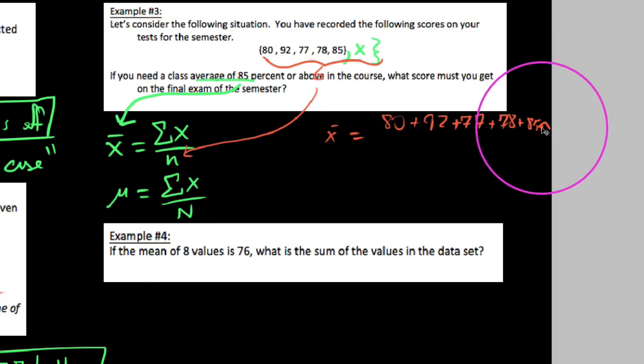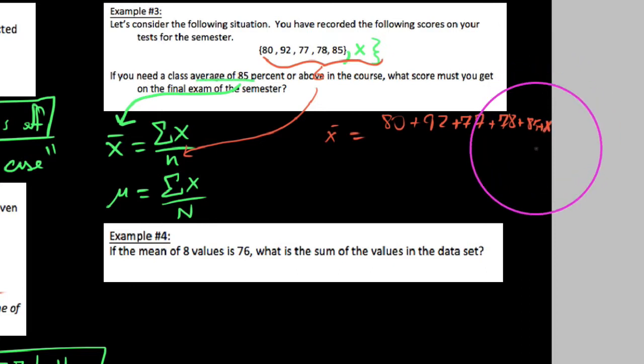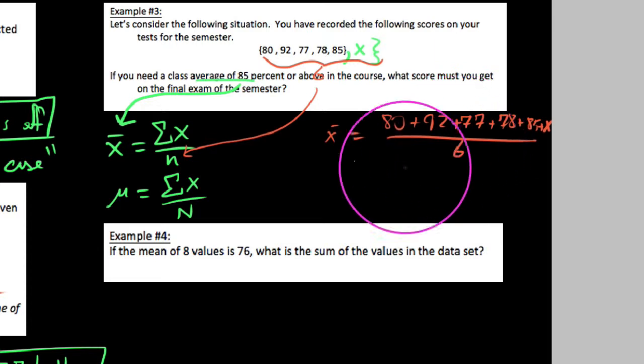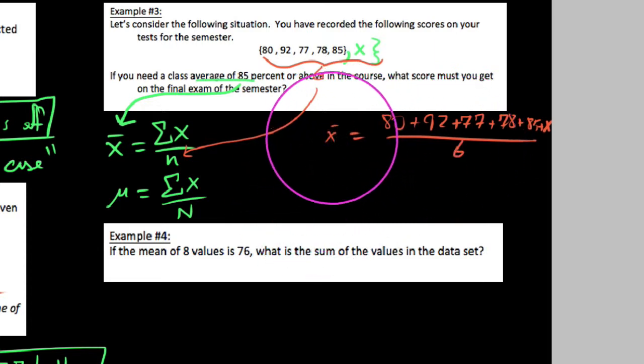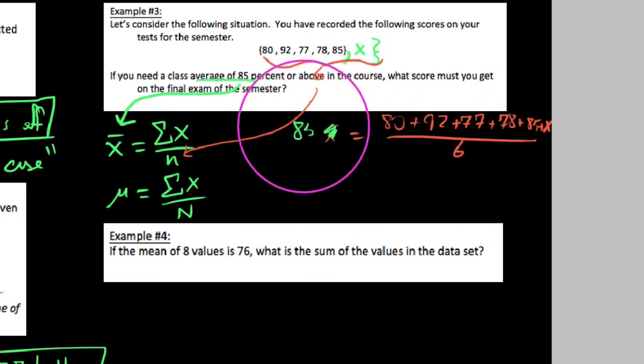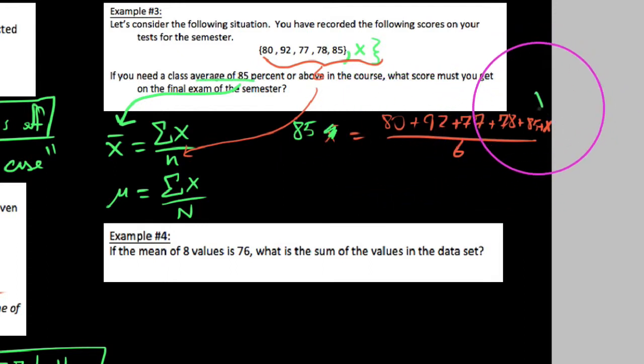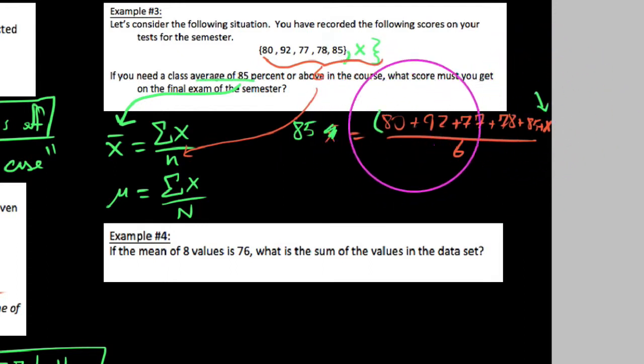Okay, let me fix that up a little bit here. Plus x, which is our last score, all divided by, in this case, 6. And what we know is we want this average to come out to be 85. So our job here is to use some algebra to solve for x. What would we want this test score to be?